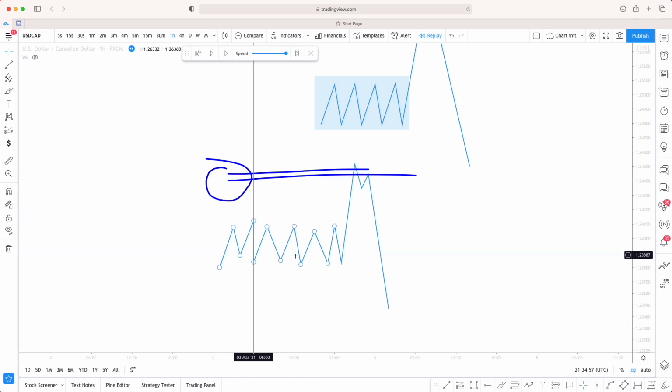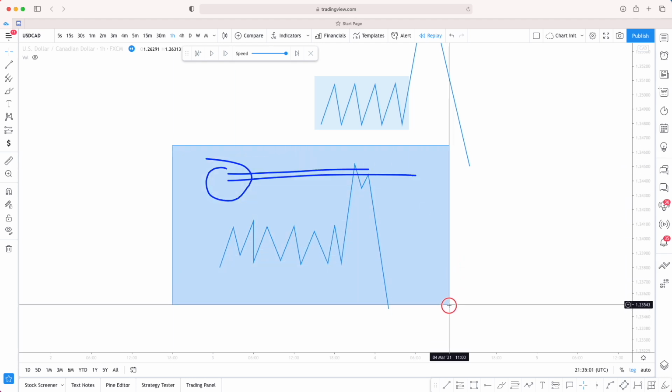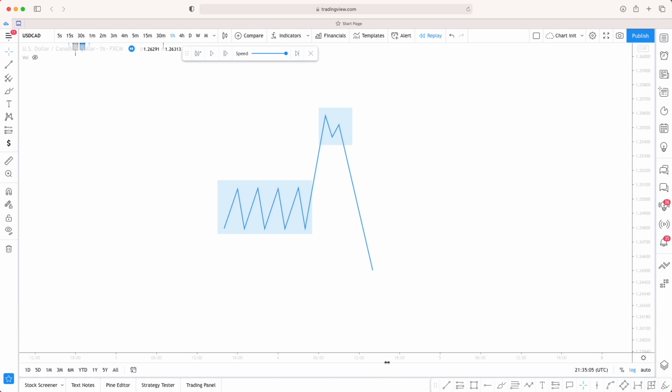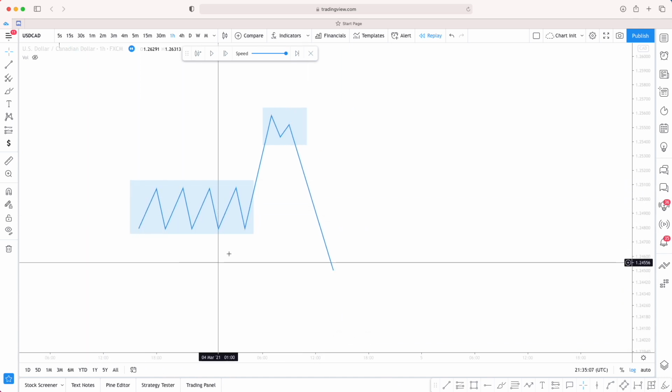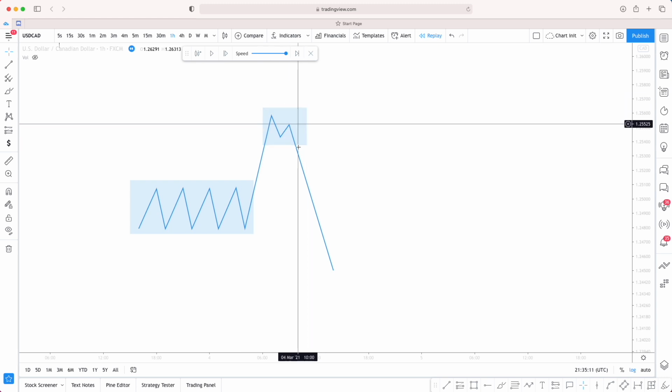Essentially, we're waiting for that liquidity grab and we're going to trade that. So with the theory of what an LG actually is, that's essentially all we are trading. We're looking for a ranging market in the Asian session, a break of that range, and then trading against that.